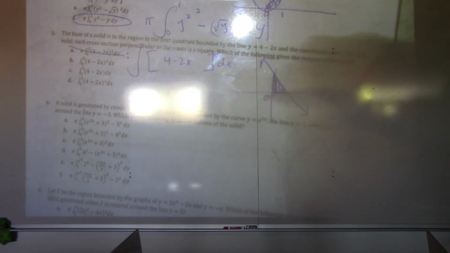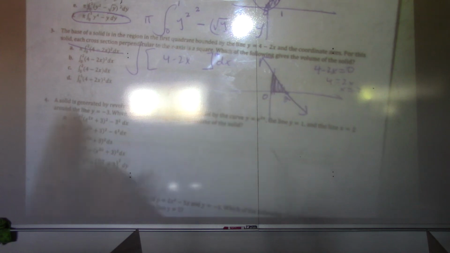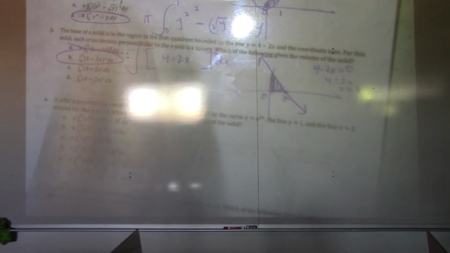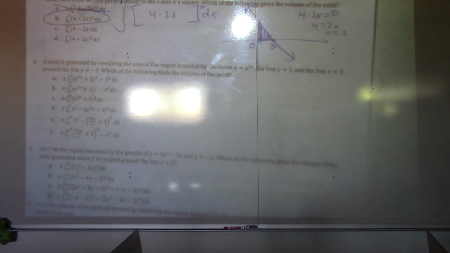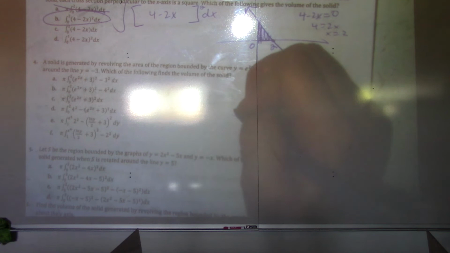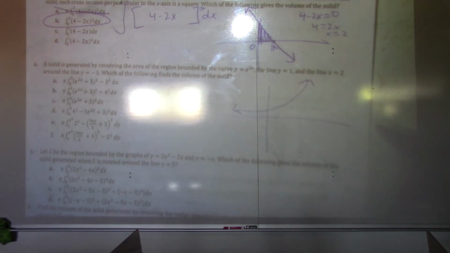I need to know what I'm going from. So this is 0, because I'm starting on the axes, right? I need to know where it hits, so 4 minus 2x equals 0, that's 4 equals 2x, so x equals 2. So from 0 to 2, so it's B.